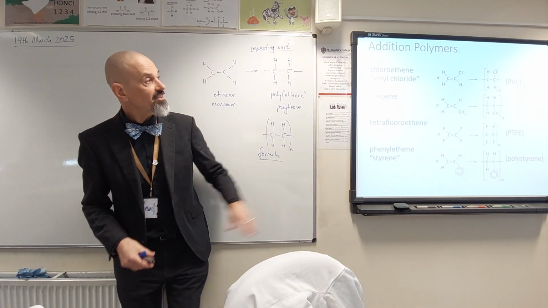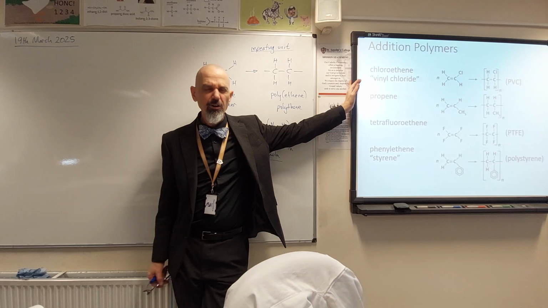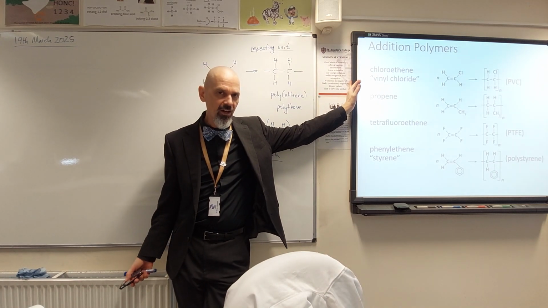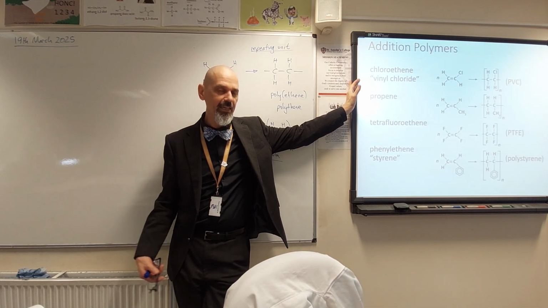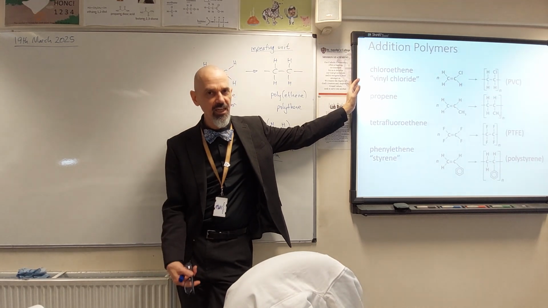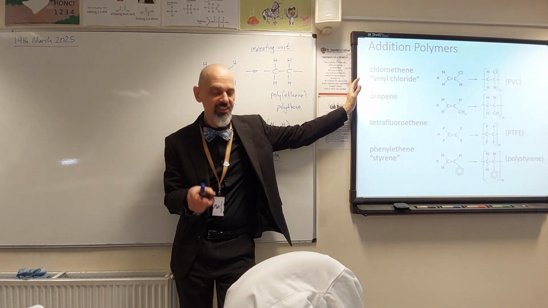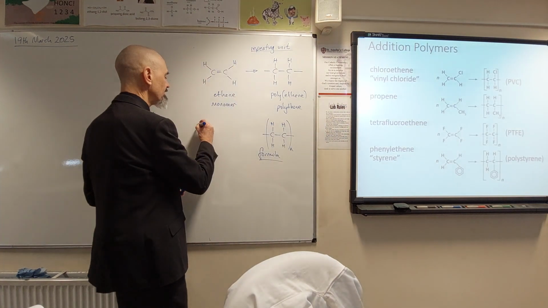So the various uses of, well, polychloroethene. Chloroethene used to be called vinyl chloride, so polychloroethene is the same as PVC, which is the tough, rigid plastic used to make drain pipes and guttering. UPVC windows, the U stands for unplasticized.